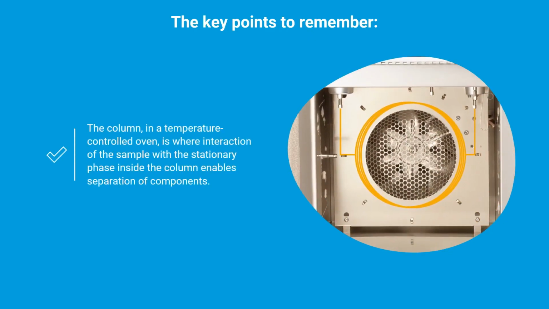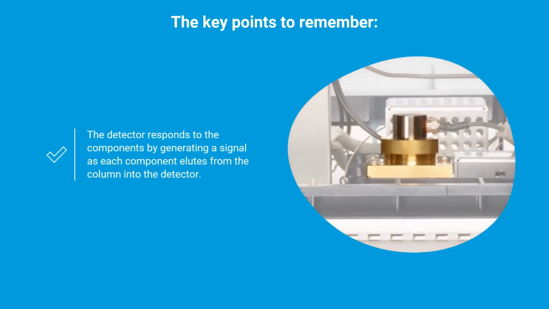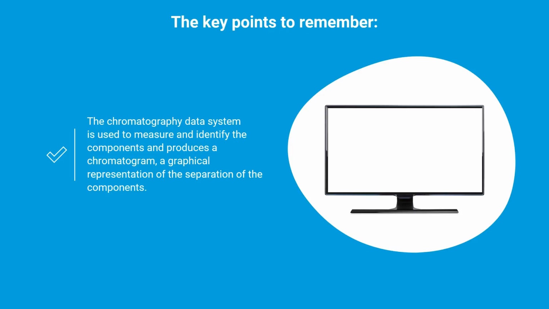The column, in a temperature-controlled oven, is where interaction of the sample with the stationary phase inside the column enables separation of components. The detector responds to the components by generating a signal as each component elutes from the column into the detector. The chromatography data system is used to measure and identify the components and produces a chromatogram, a graphical representation of the separation of the components.